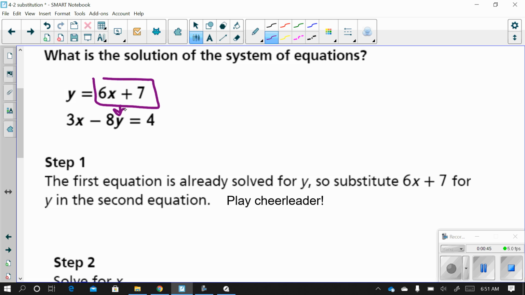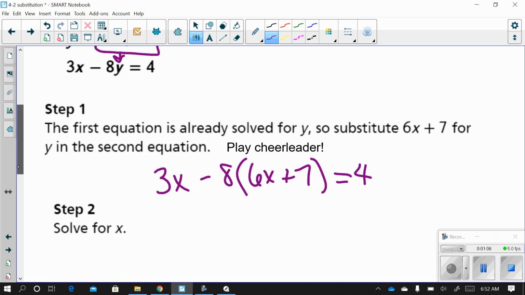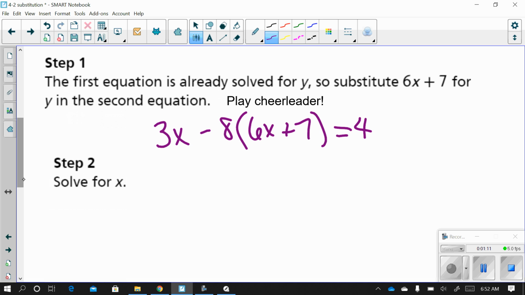Okay, so y equals 6x plus 7. So anywhere I see a y, I'm plugging in 6x plus 7. So our first equation goes into the second equation. So our second equation becomes 3x minus 8, but instead of writing y, I'm going to plug in 6x plus 7, and then finish the equation equals 4. Okay, so I plugged it in. So now we need to solve for x. Okay, we've done a million equations like this.